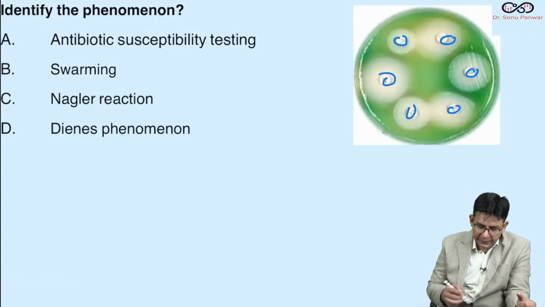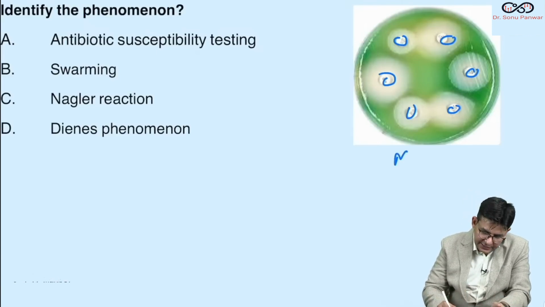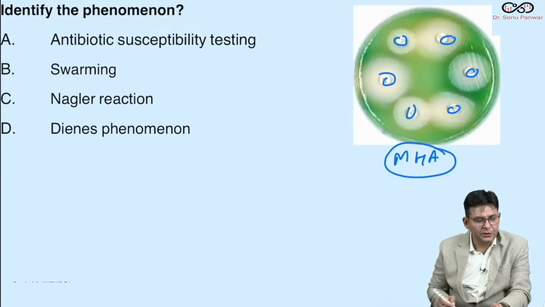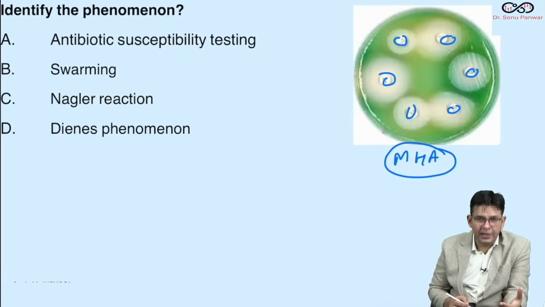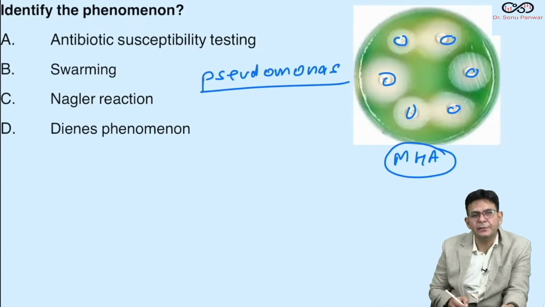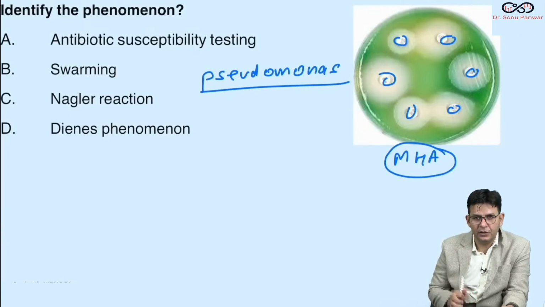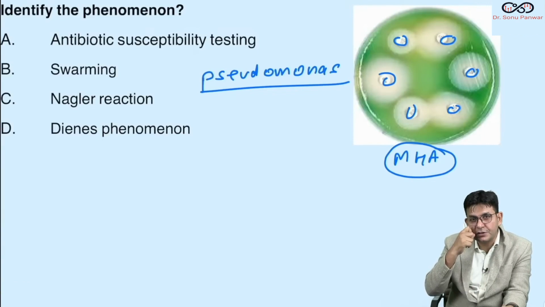Okay. So this particular antibiotic testing is being done for Pseudomonas, which has turned this MHA plate green because of the pigment pyoverdin. Now if we are talking about Pseudomonas, the first question which comes up is what is the culture media? The culture media is cetrimide agar. Which important condition is associated? Important is malignant otitis externa. Common in whom? In diabetics.